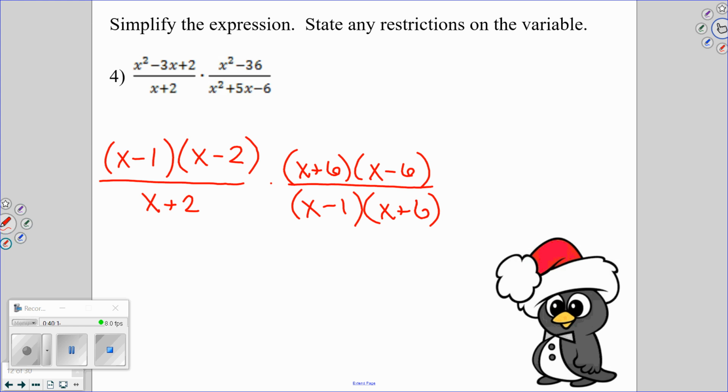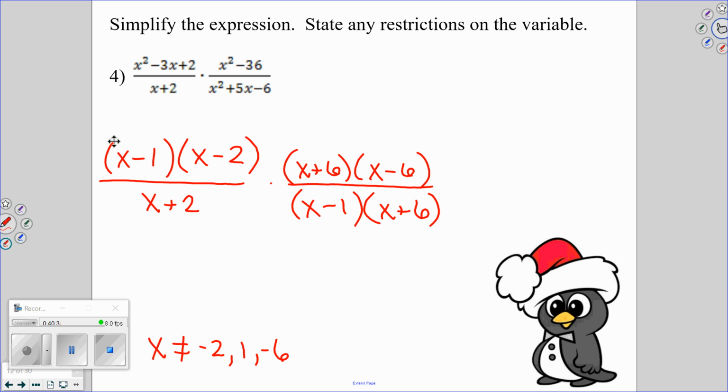Good. Because my last one's negative, so my signs have to be different. So make sure you're watching that. All right. Restrictions. X is not allowed to equal negative 2, 1, negative 6. Just solving all the bottoms, that tells you what x is not allowed to be.